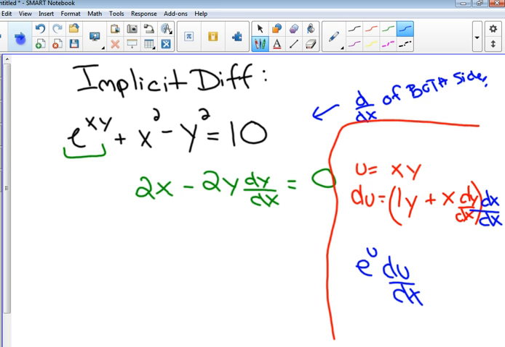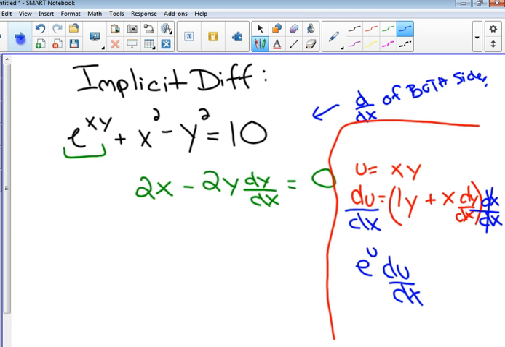Did you distribute afterwards, like the x, y? I don't think I distributed. Oh, yes, I did. Yep. Okay, so here we go. We'll divide by that.